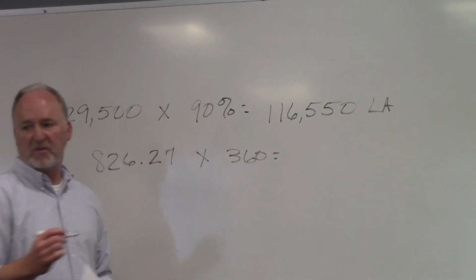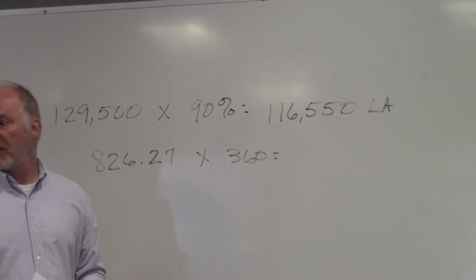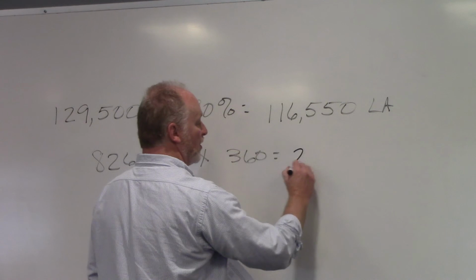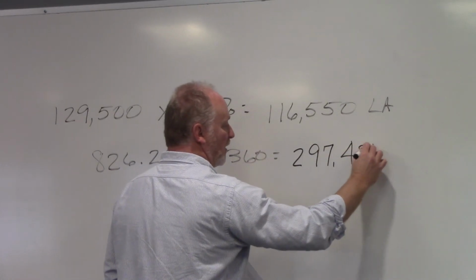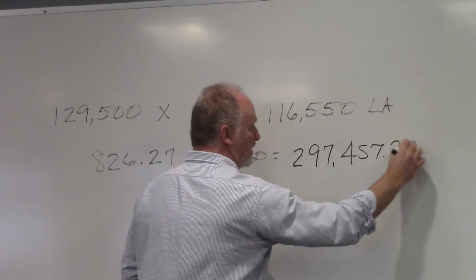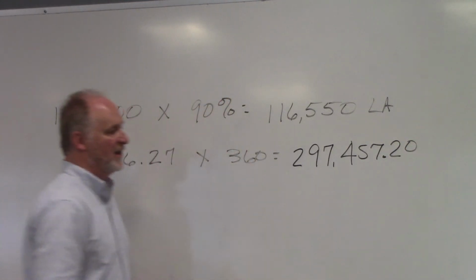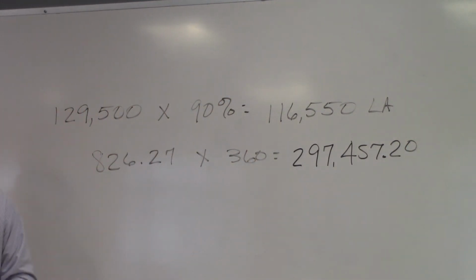So 826.27 times 360 is how much? It's going to be a big number. Somebody help me with that. 297,457. Jen, look at that number and make sure that that's what you said. 297,457 and 20 cents. Do I have a second on that? Well, that's correct. Let me check. That is correct.